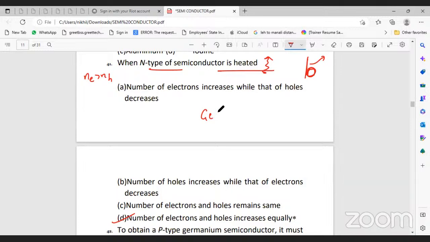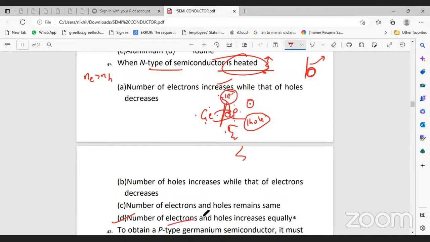For example, this is germanium. If it is phosphorus, there will be 5 electrons. This is free now. If you supply the temperature, this covalent bond is going to break. When this covalent bond breaks, this electron becomes free and there will be a hole. So you can see one electron, one hole. If you go on increasing the temperature, however many electrons come out from the bond, that many holes are going to be created. So the numbers of electrons and holes are equally created. So option D is the right answer.